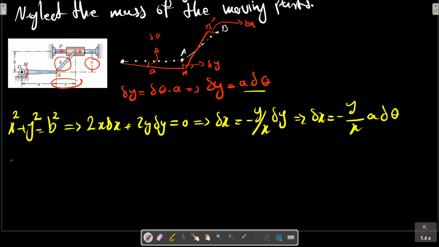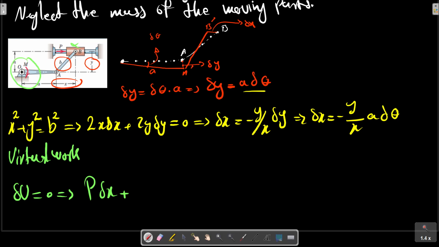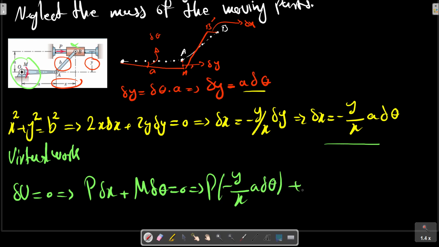The principle of virtual work says that delta U equals 0: P delta x plus M delta theta equals 0. P delta x is obtained as this relation: P y on x A delta theta plus M delta theta equals 0. P can be obtained by eliminating the delta theta, and P equals x M on y A.